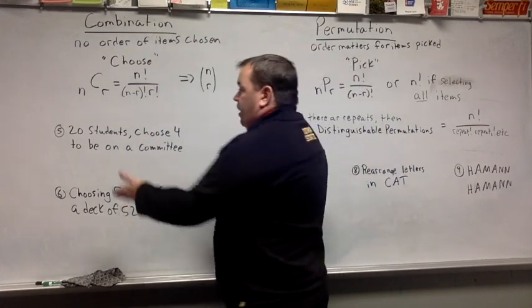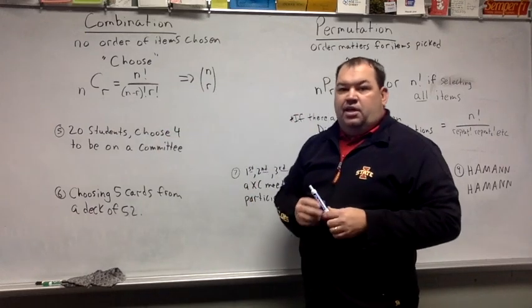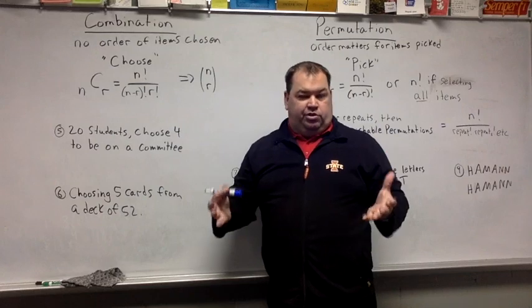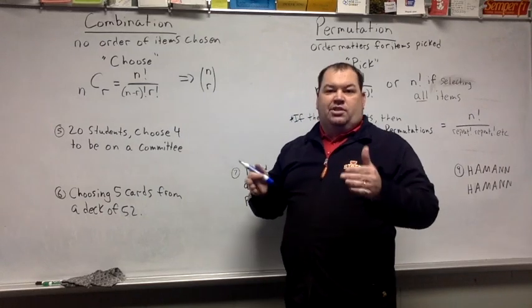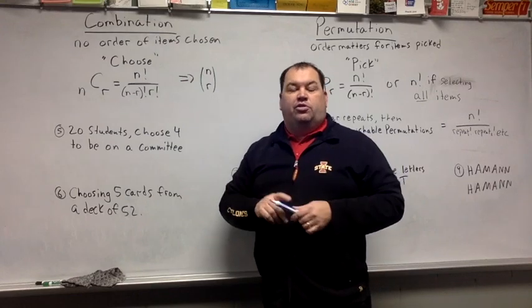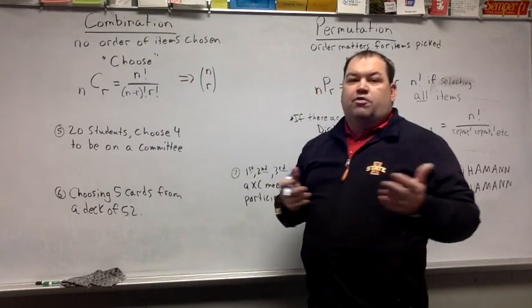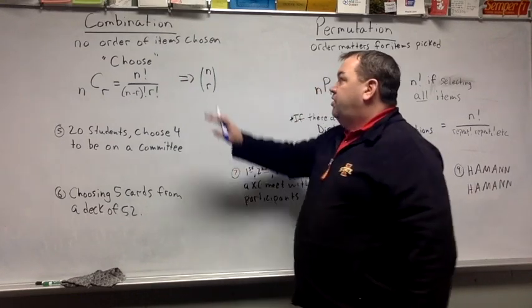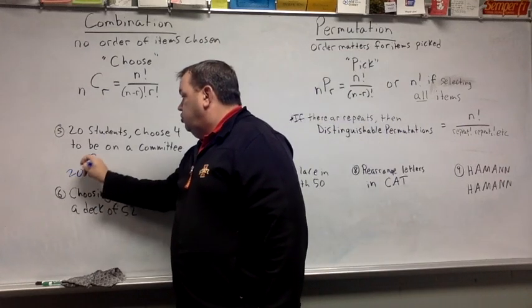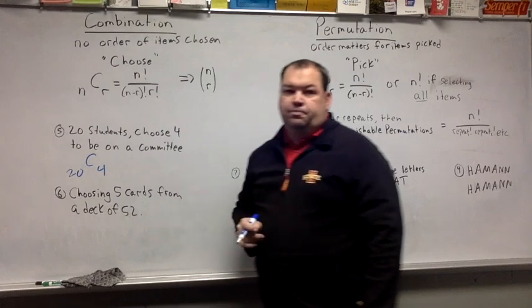So an example, if I have 20 students in a class and we're going to choose 4 of them to be on a committee, there is no order to them. There is no first, second, third. There's no president, vice president, secretary. There's no order. There's no advantage to being first versus being fourth. So this is definitely a combination. I am doing 20 choose 4.